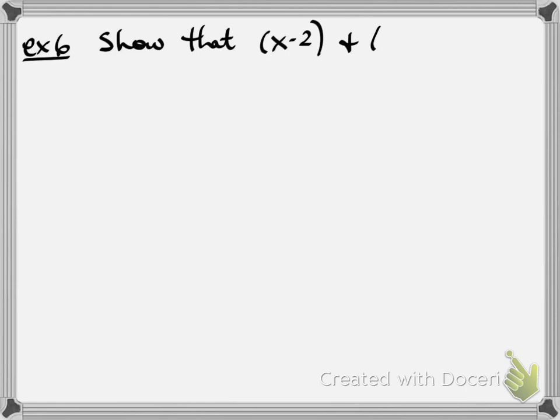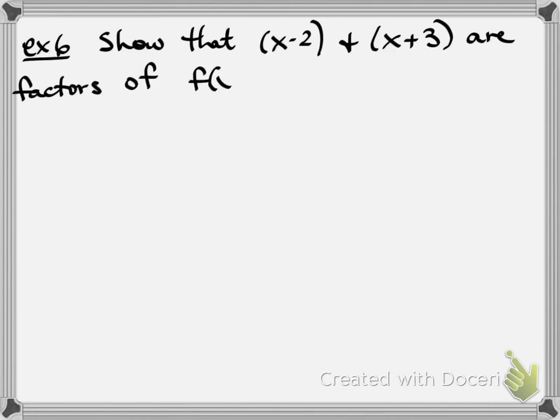Let's do an example. I'm just working in the book if you want to work along with me. This is page 118, example 6. Show that x minus 2 and x plus 3 are factors of f of x equals 2x to the 4th plus 7x to the 3rd minus 4x squared minus 27x minus 18.